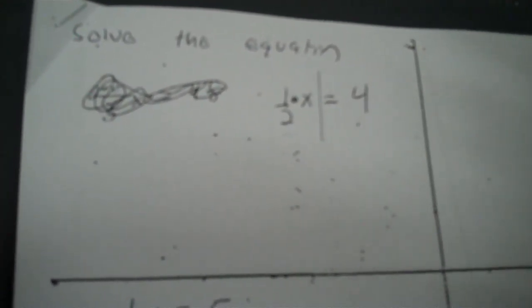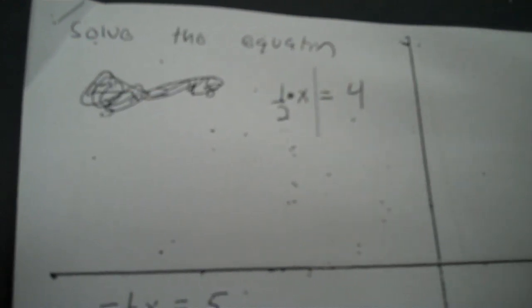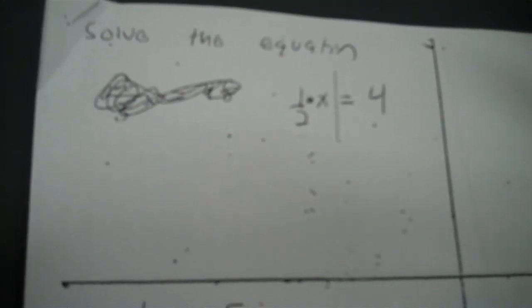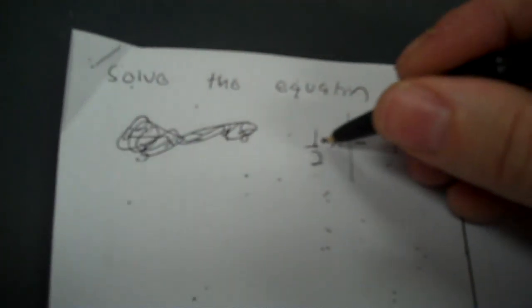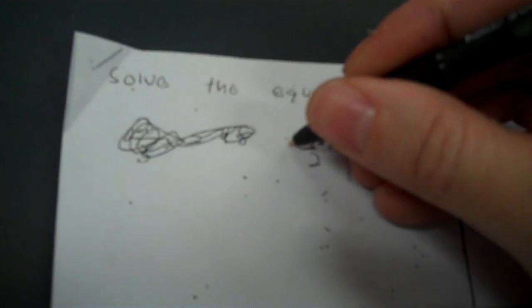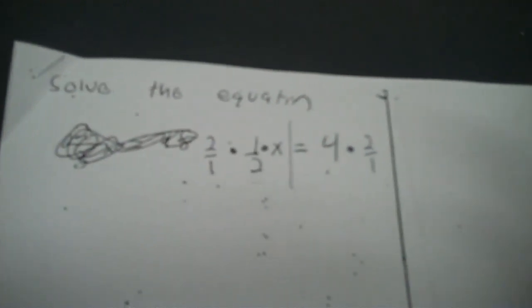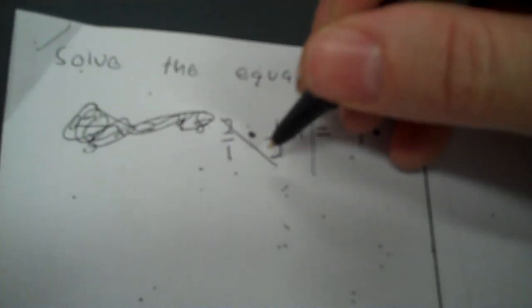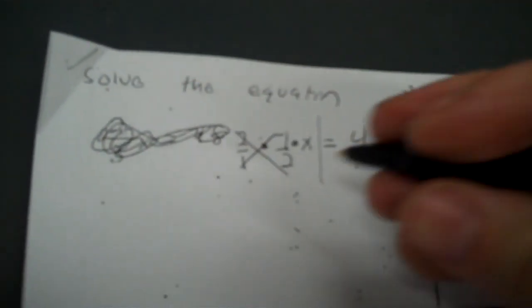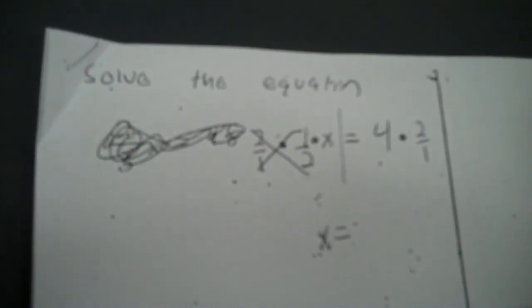Now x, there's nothing being added or subtracted, so we don't need to worry about that. It's being multiplied, but it's multiplied by a fraction. Here's what I do when that variable is multiplied by a fraction. You're going to multiply again on each side, and what you do with the fraction is just flip it. So 2 over 1, and then 2 over 1 over here. Now you can cancel the 2's and the 1's, and that gives me just x.